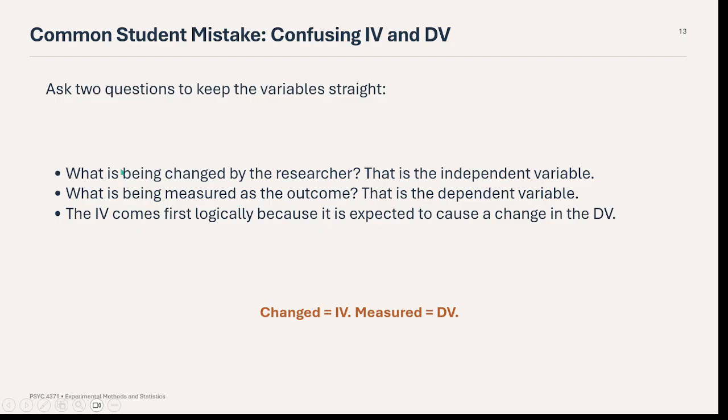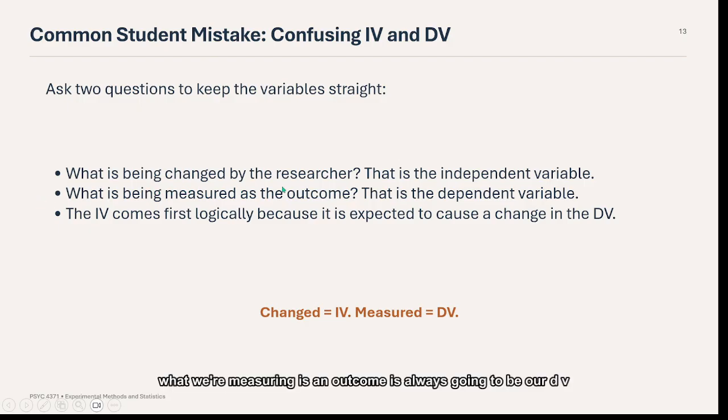Now, two questions to keep these two variables straight. What is being changed by the researcher is indicative of our independent variable. What we're measuring as an outcome is always going to be our DV. The IV comes first logically because we are testing a causal relationship between our independent variable and our dependent variable. So the variable that you, the researcher, are changing is your IV, and the measured variable is going to be our DV.